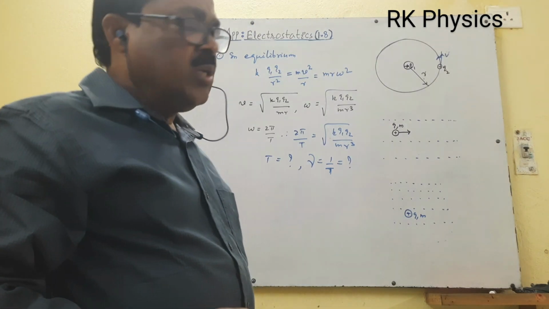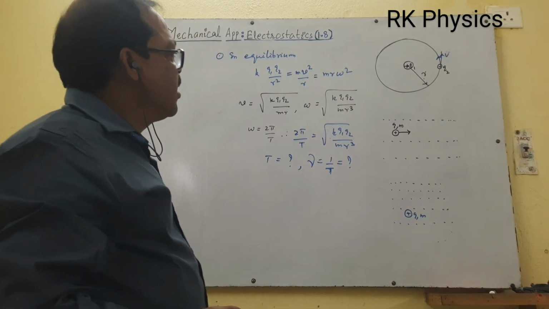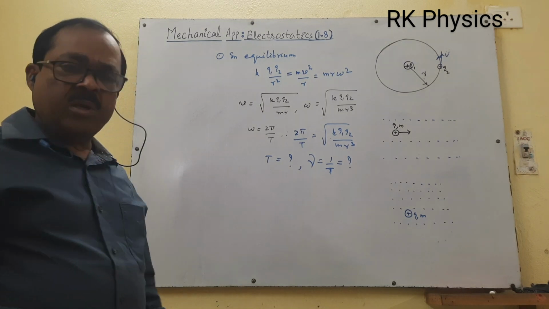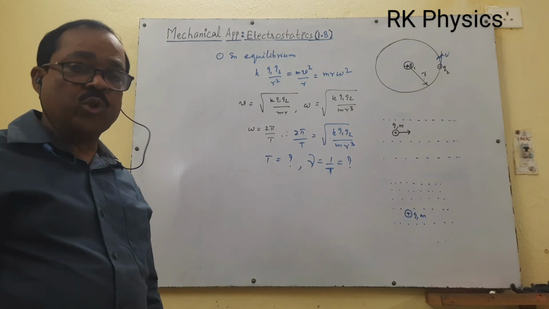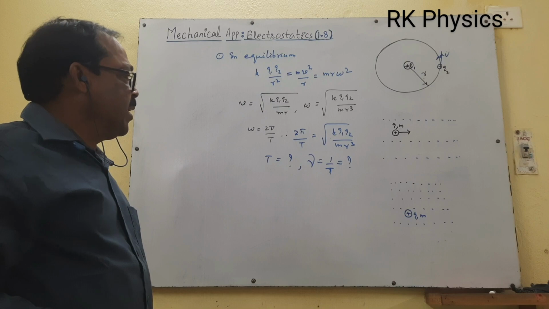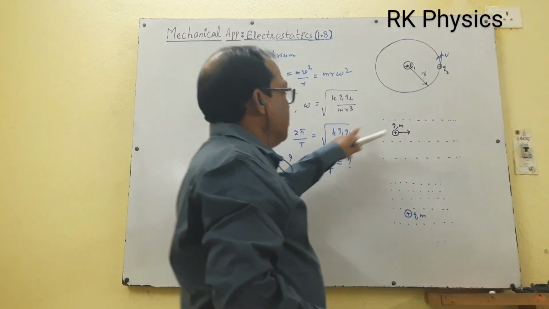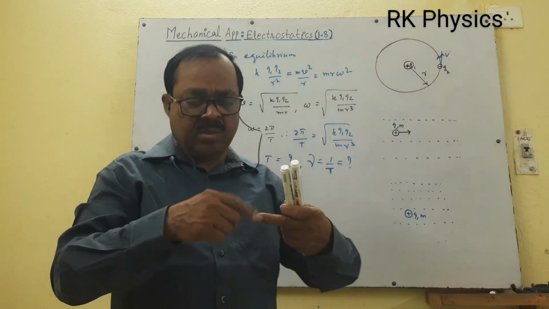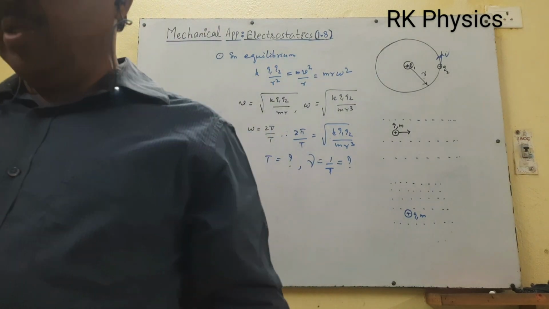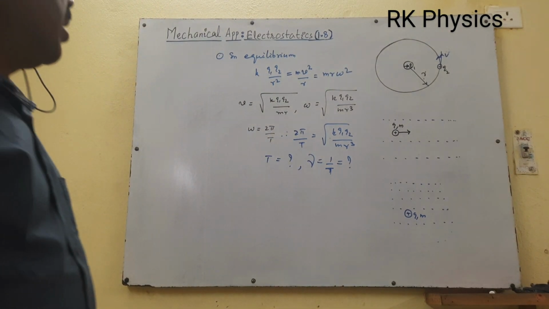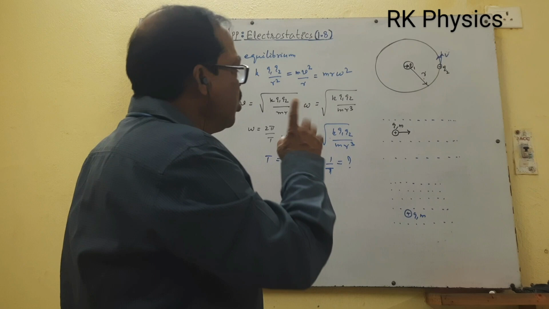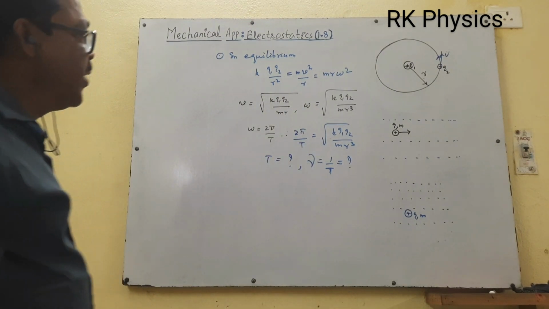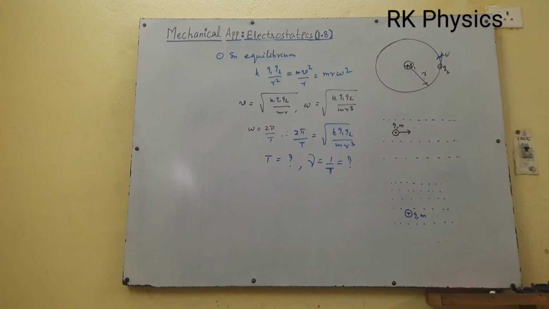The condition is that the charges Q1 and Q2 must be opposite in nature, and m represents the mass of the revolving body. Here Q2 is revolving. Therefore, m represents the mass of Q2, and we assume Q1 is fixed.